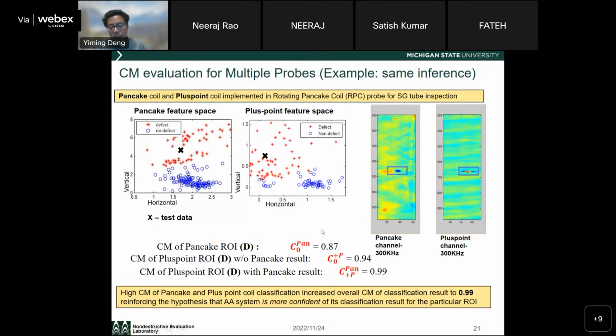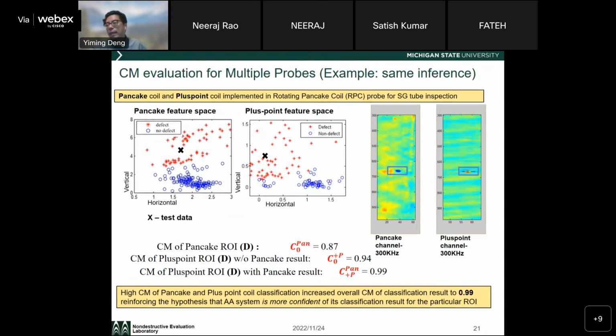They appear different under different sensing mechanisms, and I can extract the same feature and look at it in the feature space to determine whether this is a defect or not. So I get a confidence for pancake of 0.87, but for plus point it's 0.94. If I combine those together, I get a very high confidence result, which is 99%. This is another good demonstration that I fuse those two results together and get a 99% calculation. One thing I want to point out is this is not a simple mean calculation.